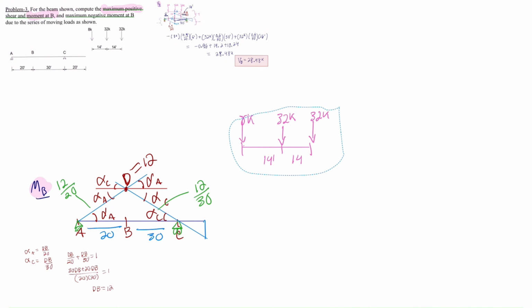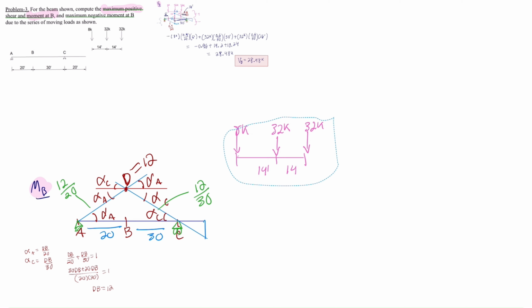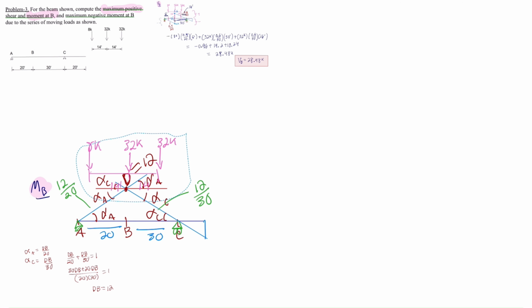So since we want the maximum positive moment, we're going to have to implement the same idea, which is to put this moving load over the maximum positive moment. So this will be something like this. It will be placed here. So then we know that this load will be in this area, and this load will be here, and the 8 kip load will be here. So now we can go ahead and calculate it.